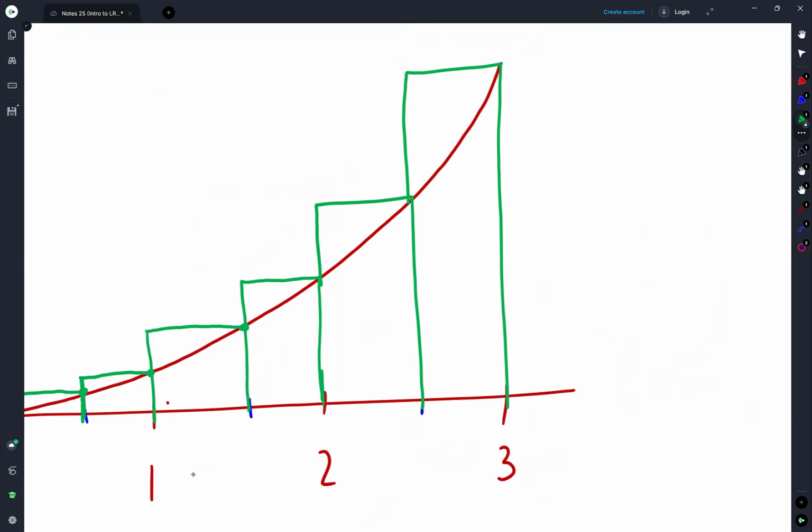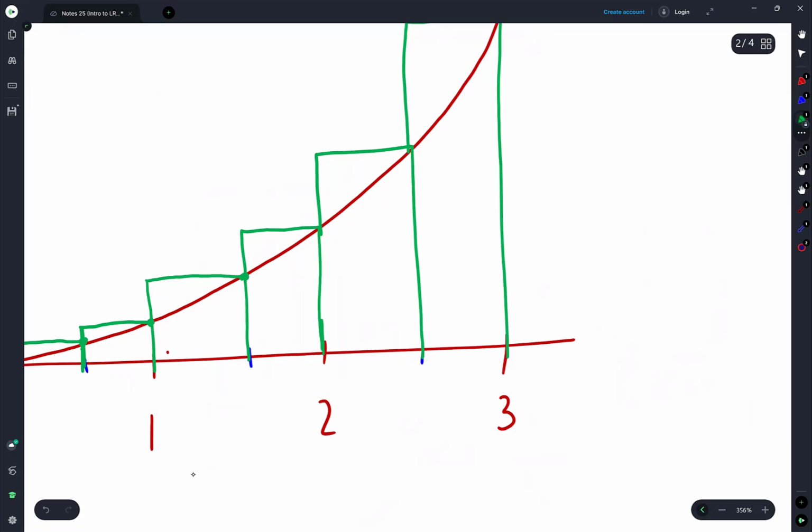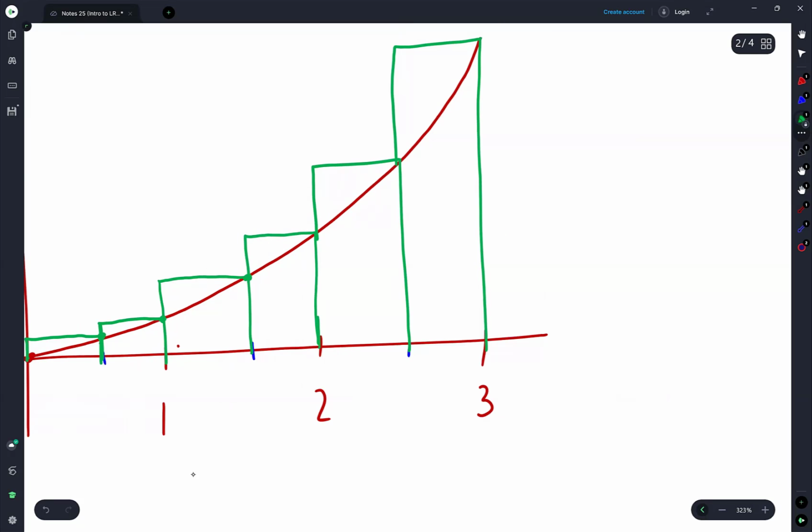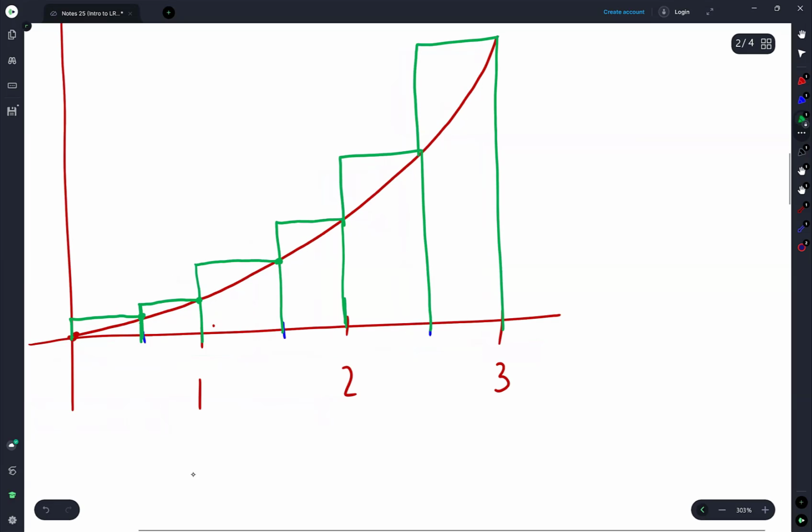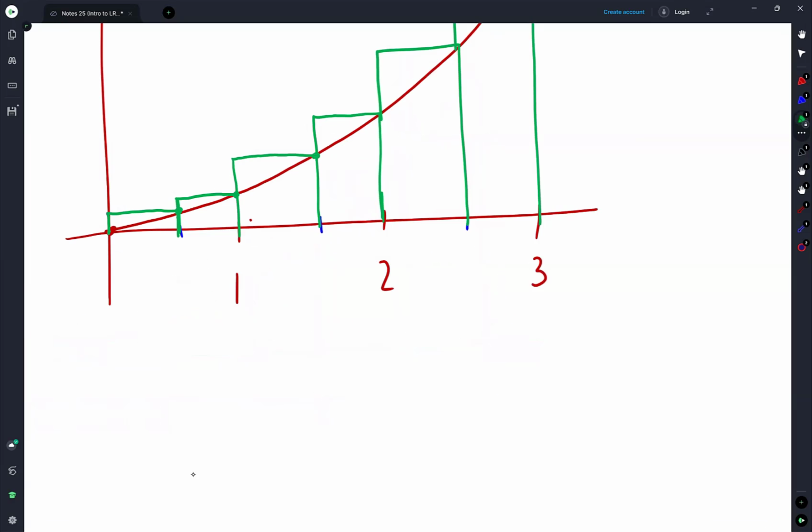Why does this one go all the way to 3, but the other one? It's a good question. This one goes all the way to 3 because we're using the rightmost point from each interval. Remember that each rectangle has a width of half. So because we're using the rightmost point, between 2.5 and 3, we're using the 3. Did I answer your question there? Yeah, I think I got it. Thank you.